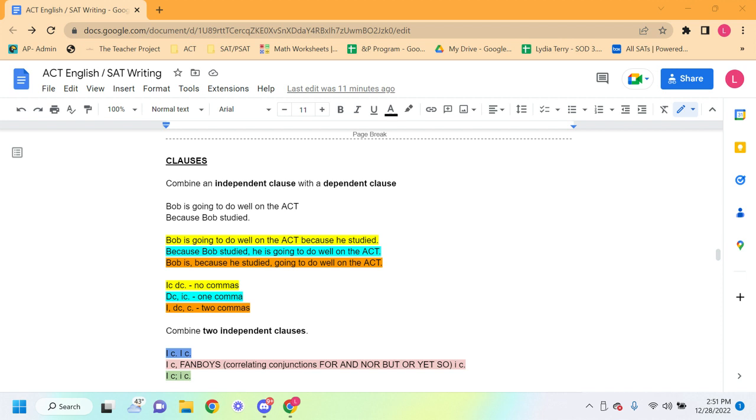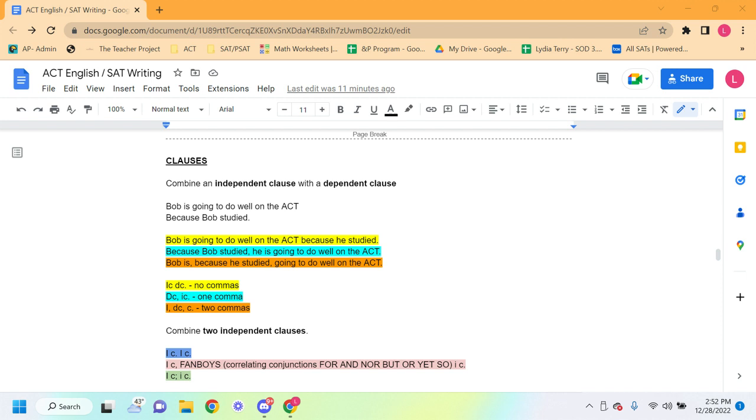If I put the dependent clause at the beginning of the sentence, I need a comma. Because Bob studied, comma, he's going to do well in the ACT. I can also, and this is rare, but you can put a dependent clause in the middle of a sentence. Bob is, because he studied, going to do well in the ACT. You can do this anywhere. Bob, because he studied, is going to do well in the ACT. Bob is going to do well on the, because he studied, ACT.